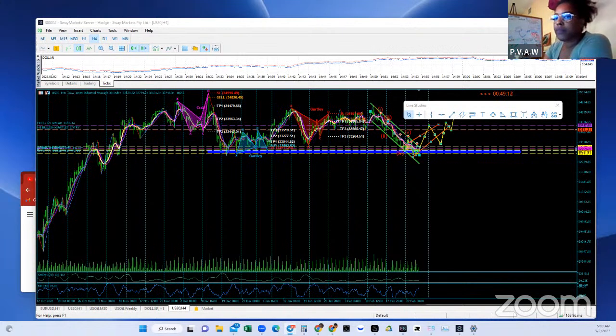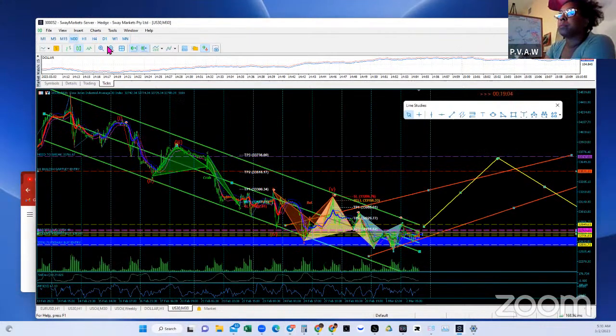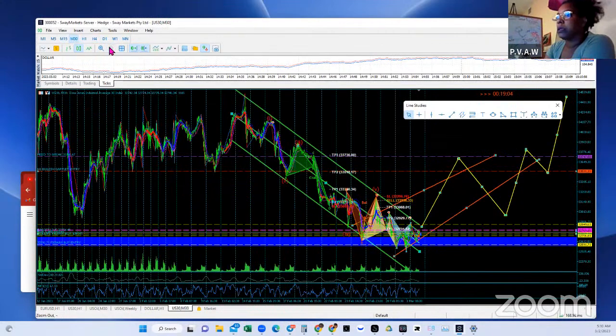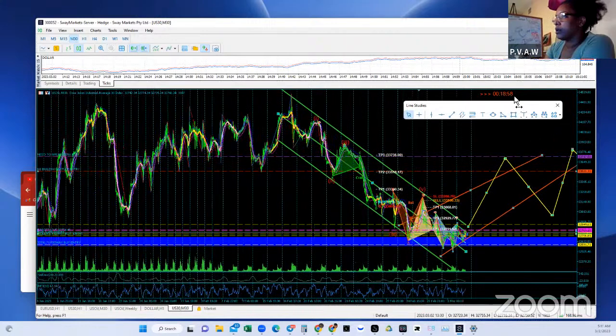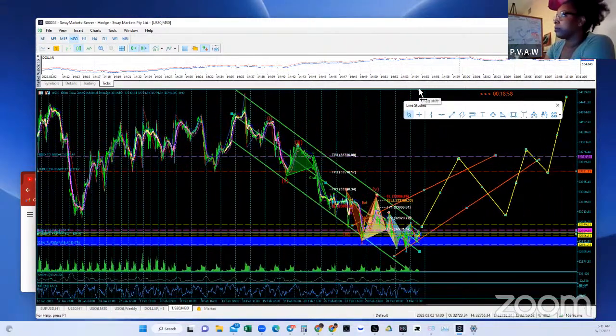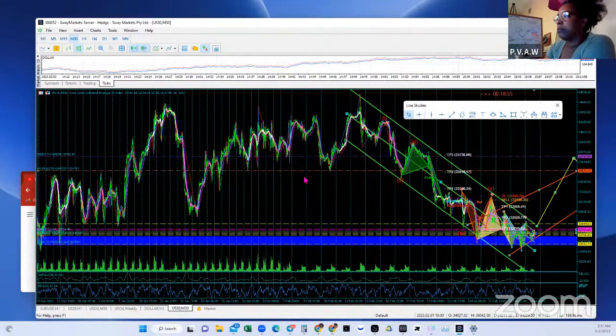So anyway, M30, H1, and H4 chart made a bullish back. So if we go down to the M30 chart, 535. So yeah, this area right here, bam. This is the bullish back that I was talking about.